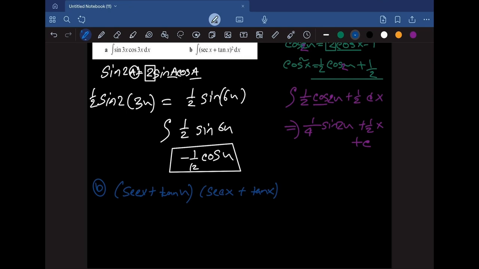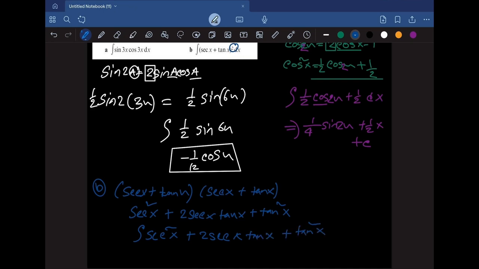Now we can expand it because it was squared, right? So we can write it twice and then we will expand it. It will become sec squared x plus 2 sec x tan x plus tan squared x. And then if we integrate them, sec squared x becomes tan x, and sec x tan x becomes sec x, so 2 sec x, plus this tan squared x becomes tan x minus x.